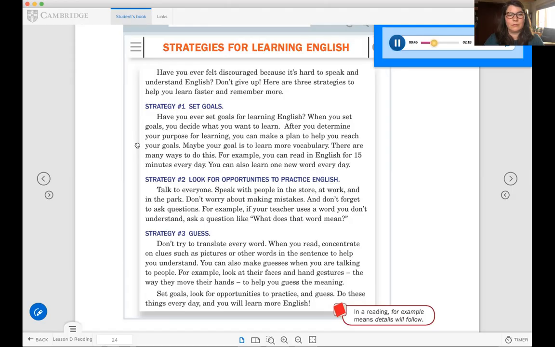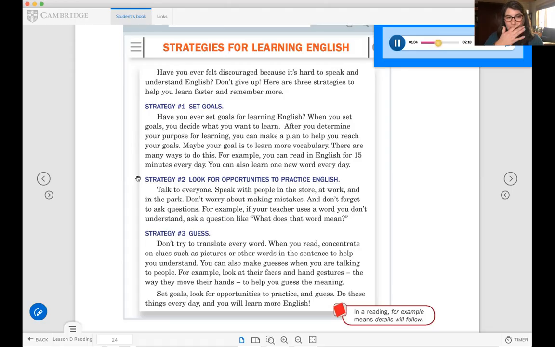Maybe your goal is to learn more vocabulary. There are many ways to do this. For example, you can read in English for 15 minutes every day. You can also learn 1 new word every day.